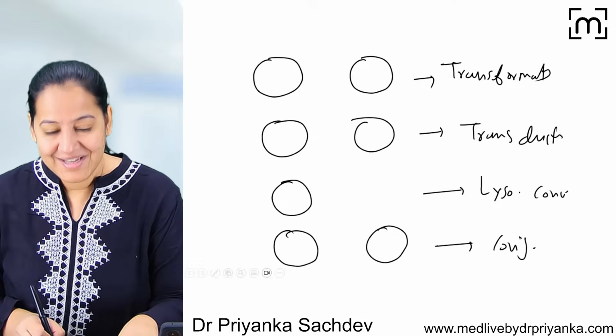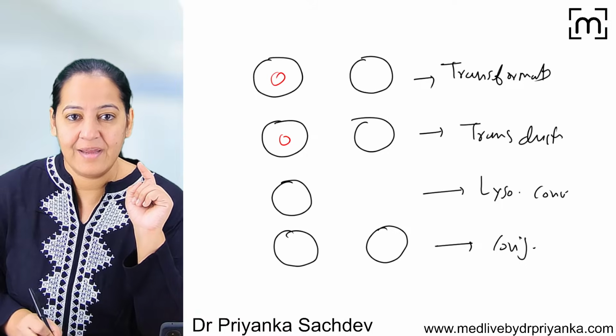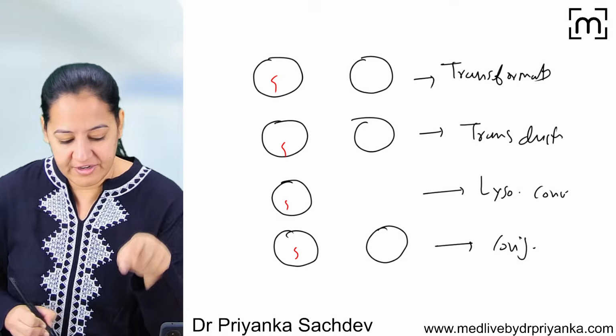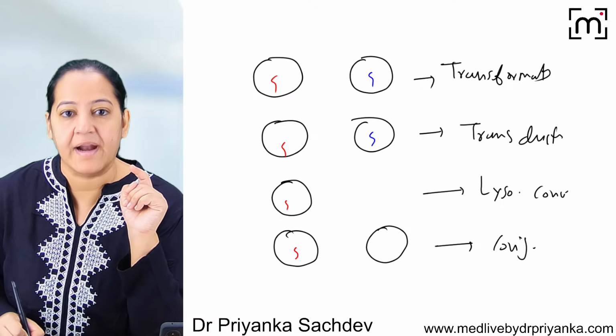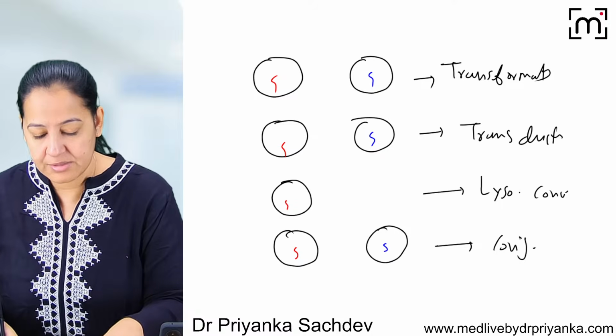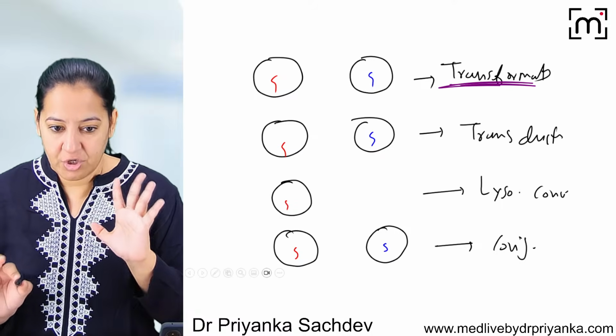You got it? So let me draw the DNA. Let me draw the DNA in all these bacteria with different colors so that you can have an understanding. Now let's start one by one. Let's talk about transformation. In transformation, what is happening now?